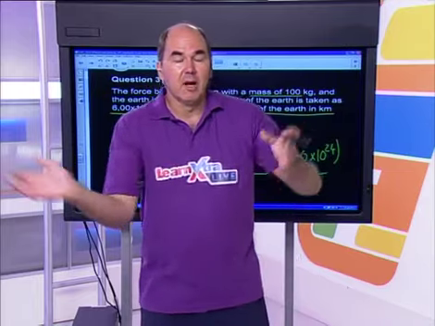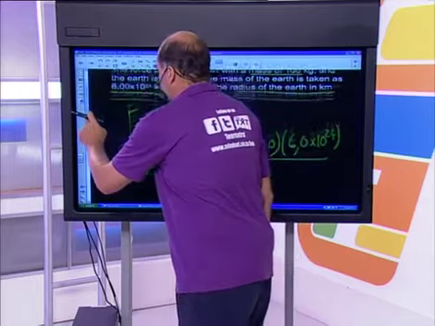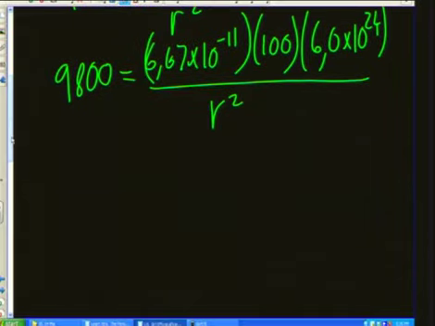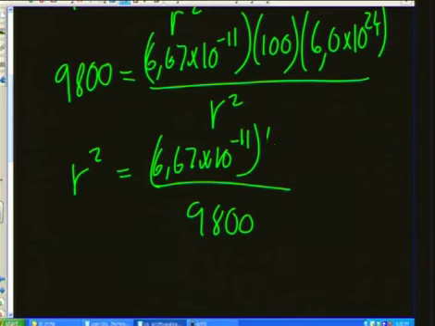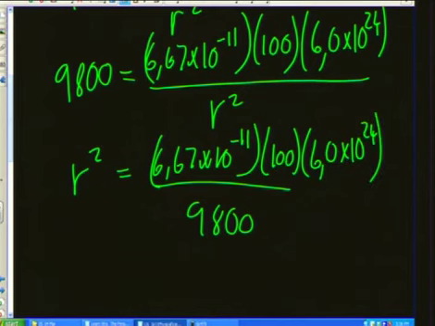How are we going to do it? Multiply both sides by R squared, and we'll get the following. We'll get R squared, and then divide both sides by 9,800, and 6,67 times 10 to the minus 11 times 100 times 6,0 times 10 to the 24. And there you go. It's a simple matter of putting this into the calculator.